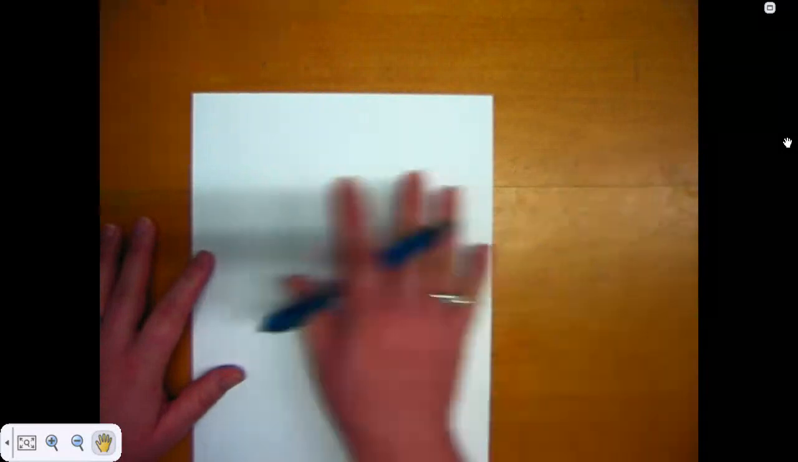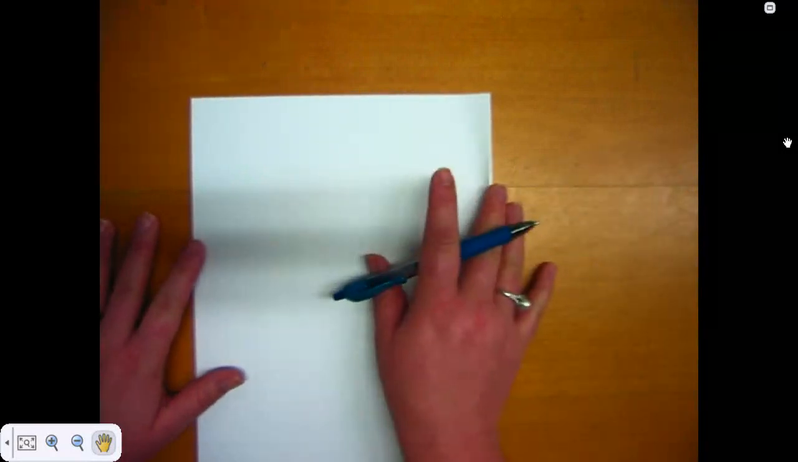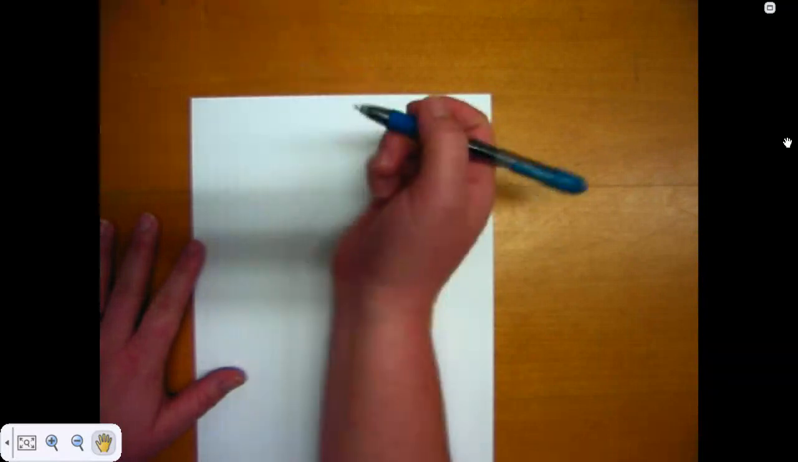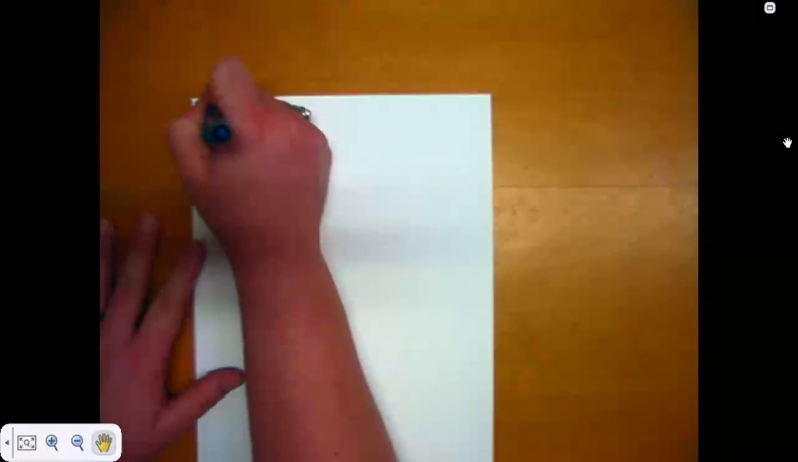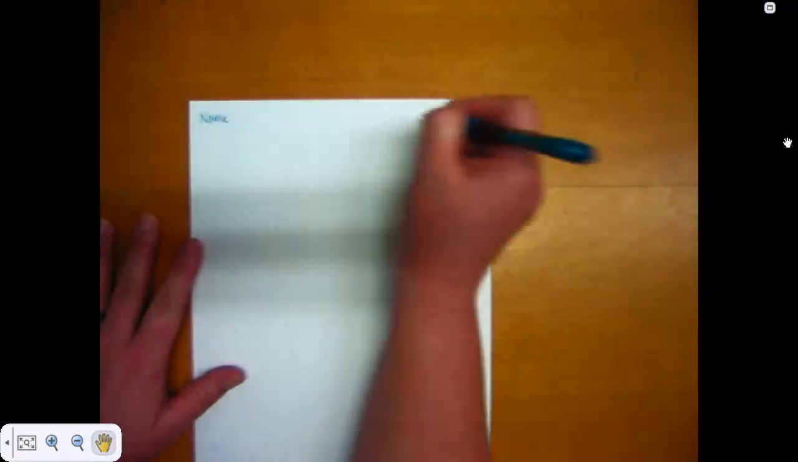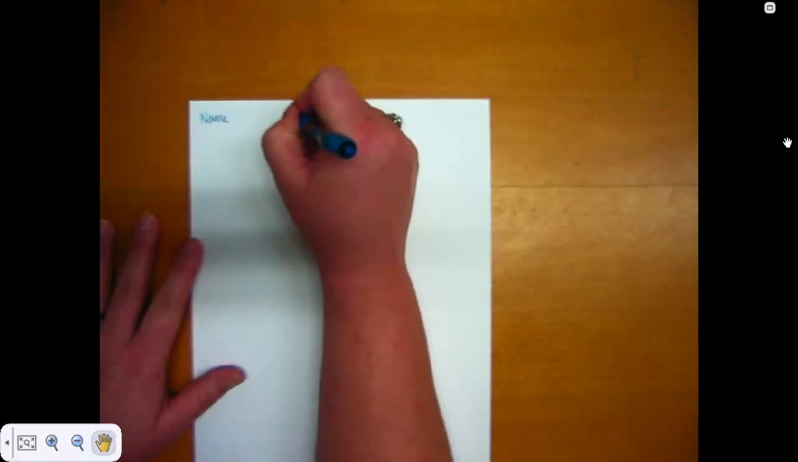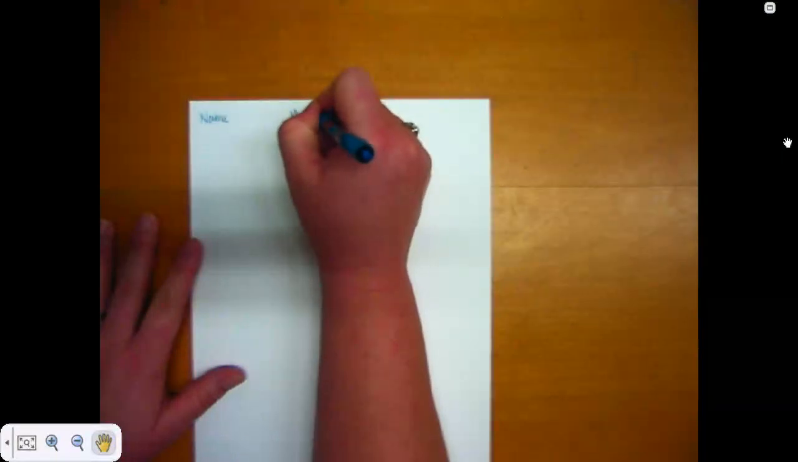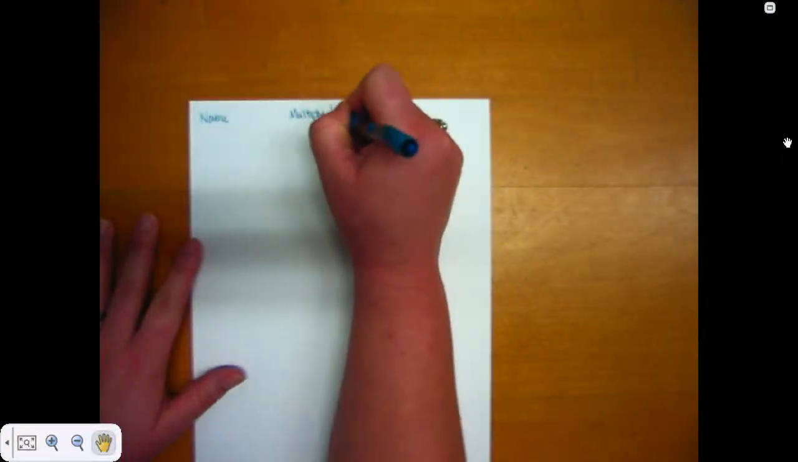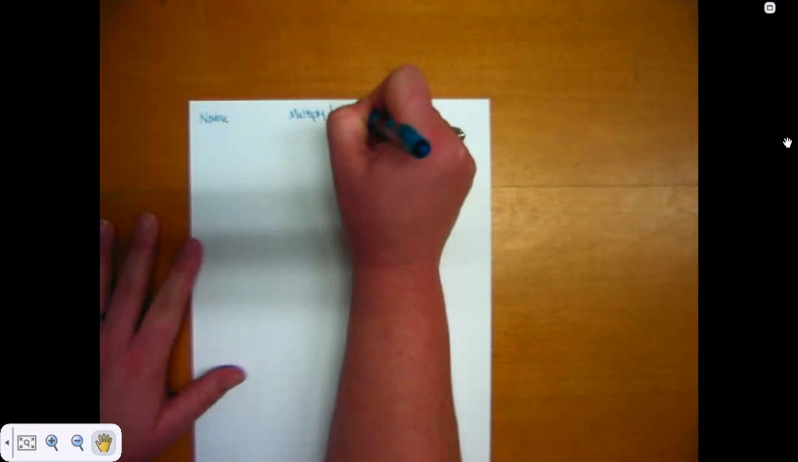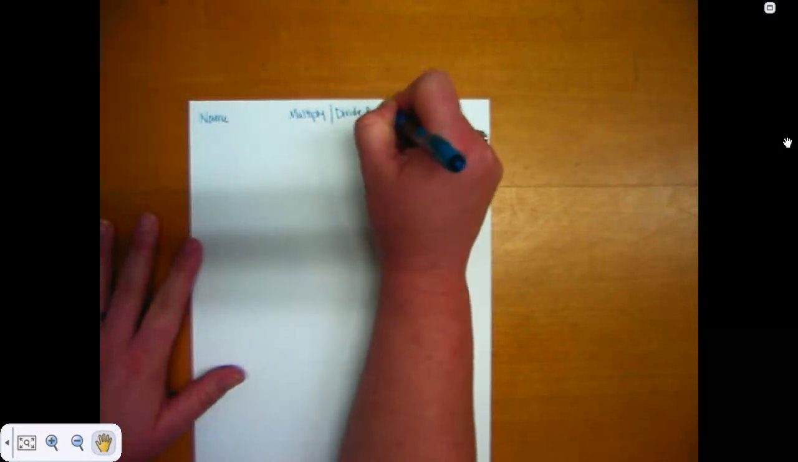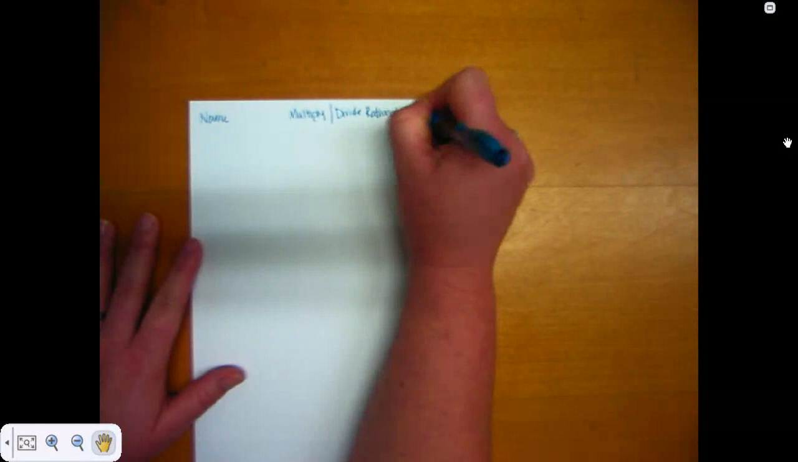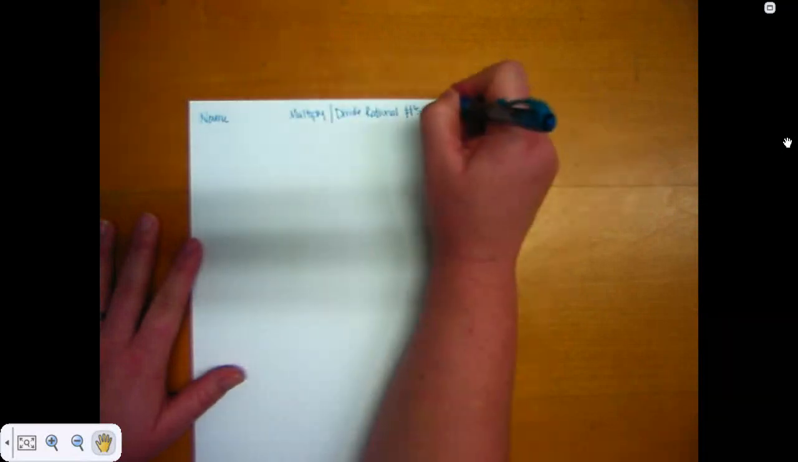Today you're going to take your test, and this is what I'm going to expect. You're going to get a piece of paper, or two or three pieces of paper, whatever you need, and you're going to write your name on top. Make sure you write your name and write the name of your test. I think it's multiplying and dividing rational numbers. You can write it like this: multiply, divide, rational numbers. And make sure I know that it's the test.